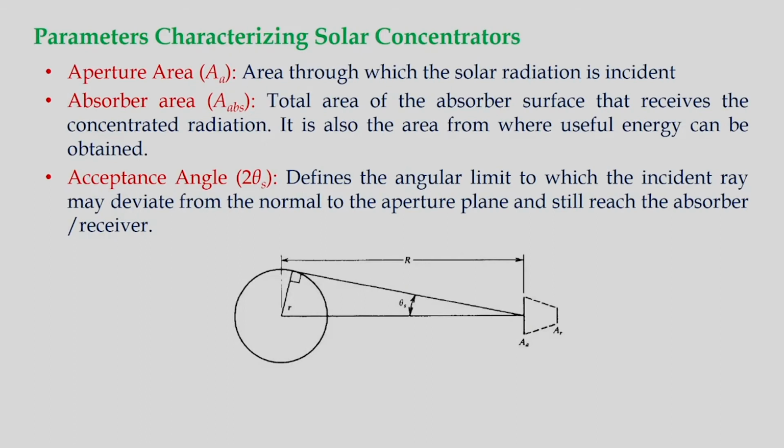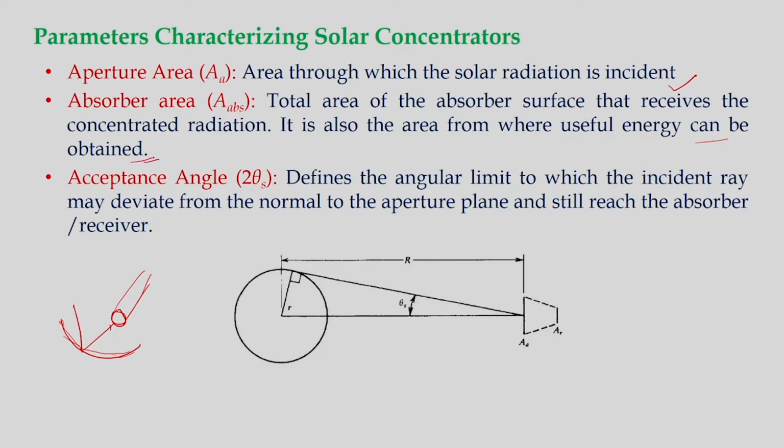Now let us learn some of the parameters which characterizes solar concentrators, like aperture area. So if we talk about this tube and this is the reflector part, so this area is nothing but aperture area. Okay. The area through which solar radiation is incident is nothing but aperture area, and this observer area is something like that. Okay. This is a very long tube. If we talk about parabolic trough, the total area of the observer surface that receives the concentrated radiation, it is also the area from where useful energy can be obtained.